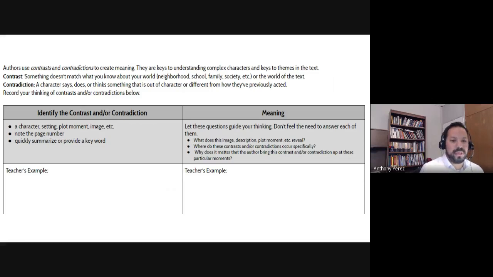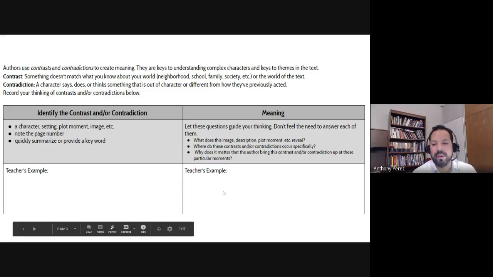So this particular strategy and handout asks kids to look for those as they come up, contrasts or contradictions, and it doesn't matter which one's which, right? They don't need to know which one's which. They just got to be looking for these things. And then what is the meaning? Like, what do these things reveal in the text, right?